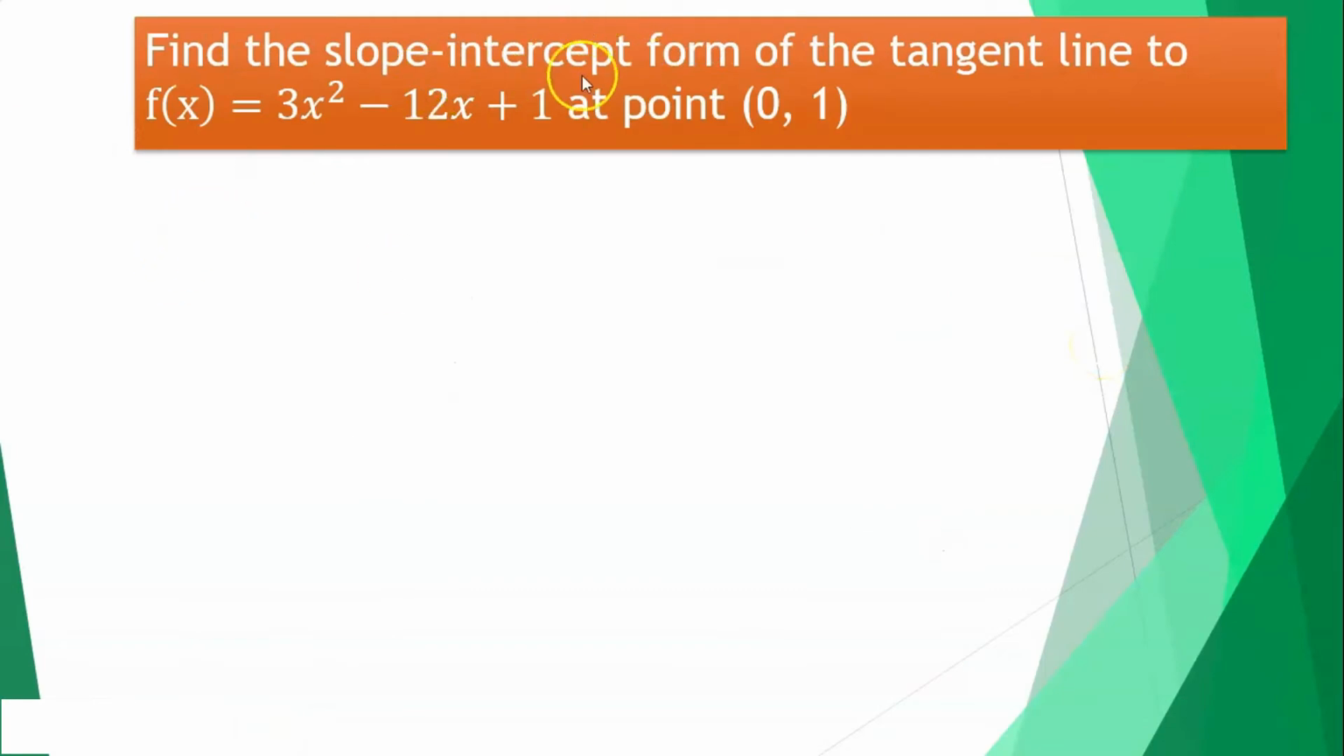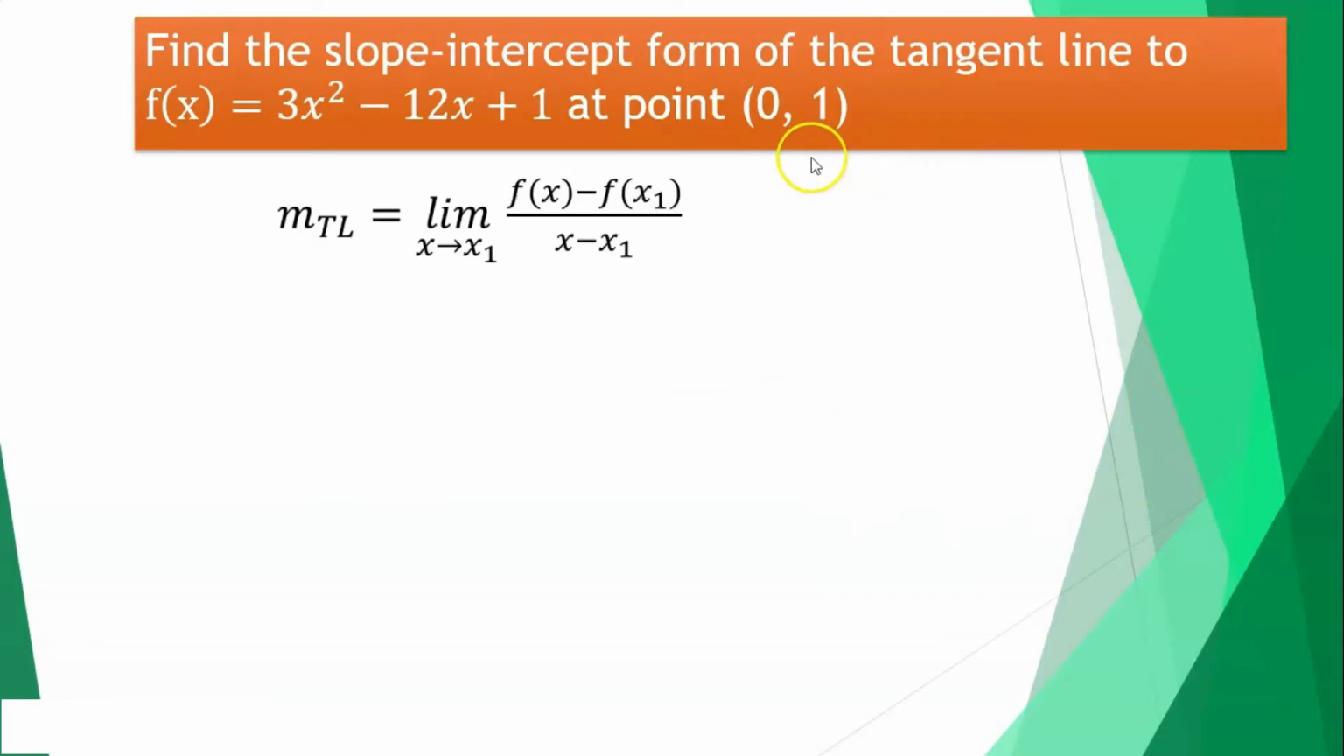Another: find the slope-intercept form of the tangent line to 3x squared minus 12x plus 1 at the point 0, 1. So take note, at this point, a point is already given. So getting the slope of the tangent line, we have here 3x squared minus 12x plus 1. Again, our y here is 1, so that's minus 1, over x minus our x, which is 0, as our x approaches 0.